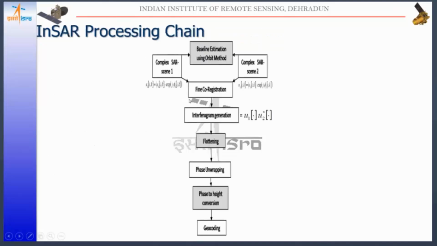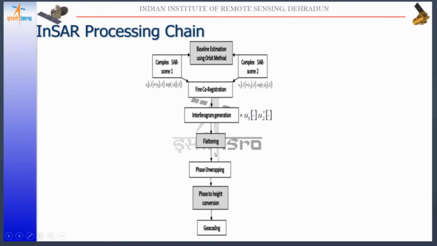So this is a flow chart. If we have this complex SAR 1 image and this complex SAR 2 image, then we have to do fine co-registration. Then we have to do the interferogram generation by multiplying this image with the complex conjugate of the other one. Then we have to do flattening, then phase unwrapping, then phase to height conversion, and then we have to geocode the image. So this is the SAR processing chain. Now I will explain each method one by one.